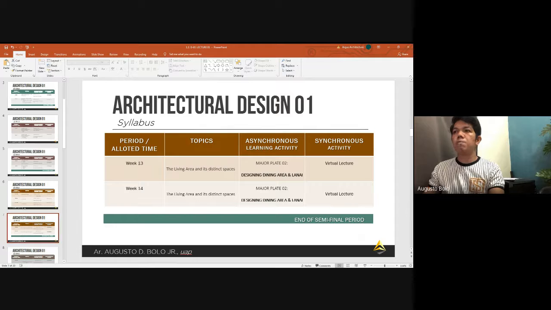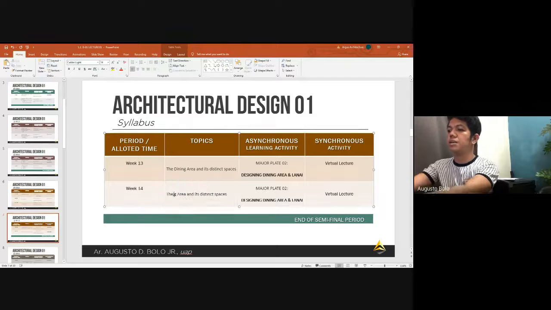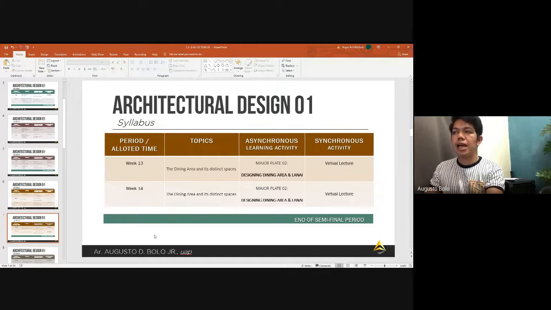For weeks 13 and 14, this is the dining area. After your living area, we will be designing your dream dining area along with the lanai. What is a lanai? We will be discussing.